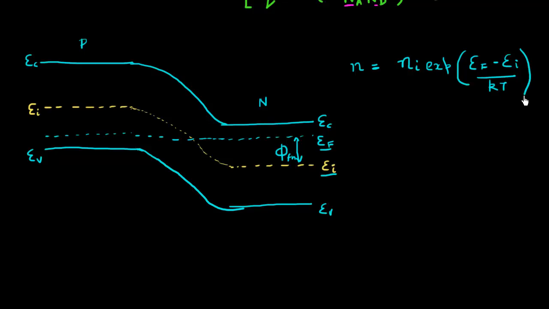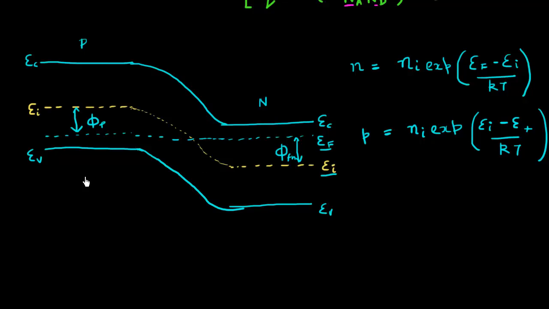So I know this relationship, and then I also know that for my p-type semiconductor, I'll call this phi p, the number of holes is essentially related to again the intrinsic carrier concentration, and it depends upon how far below my Fermi level is from my intrinsic energy level. So it's related by again this relationship.